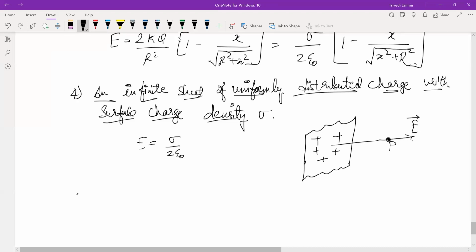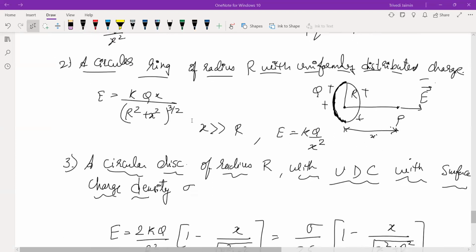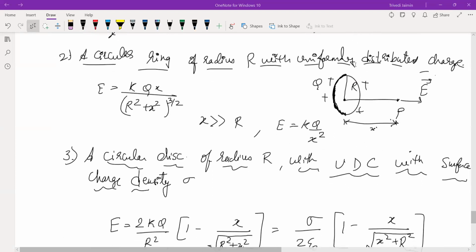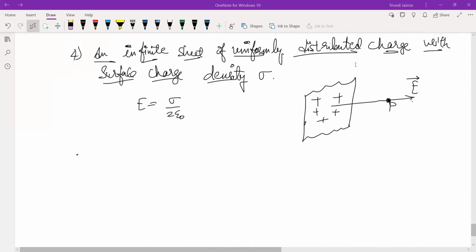So what are we writing here? Electric field due to some different charges. First we saw, due to an isolated point charge. Next we saw a ring which has uniformly distributed charge. Third we saw a disk, which also had uniformly distributed charge. A disk means there will be some area also, so we took surface area. Then some infinite sheet. For the infinite sheet we are taking surface again because it's also area.